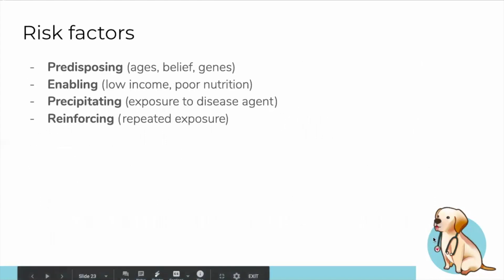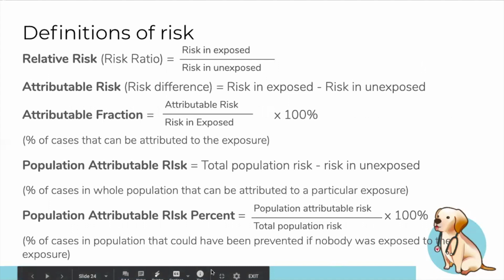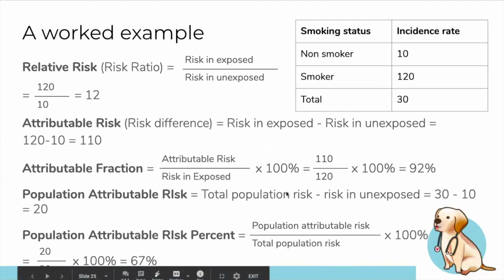Okay, so there are a couple of different types of risk factors. You've got predisposing, enabling, precipitating, reinforcing, pretty much just what they say. This isn't that important. I think we just have them here for the purpose of completion. Yeah, no, go back, please.